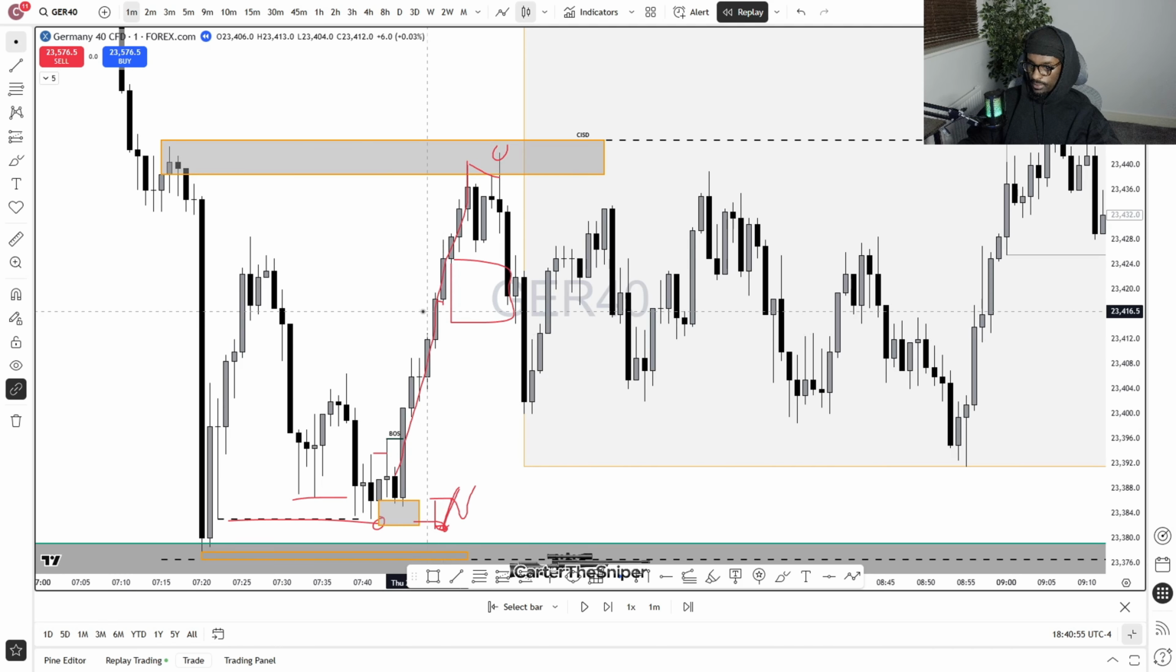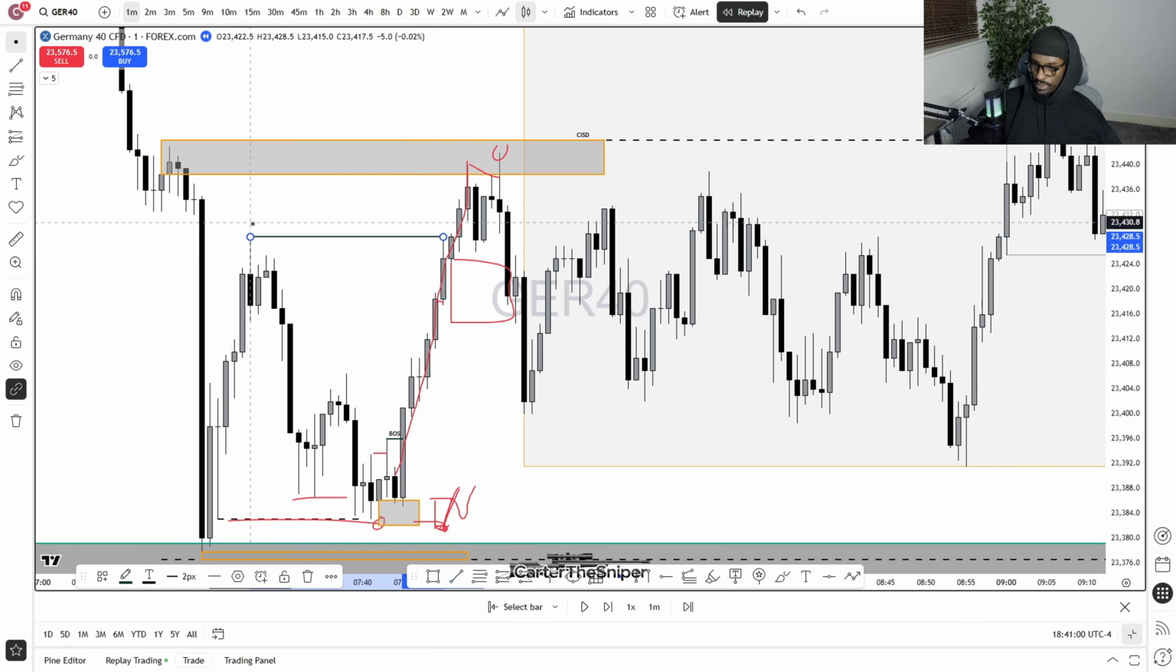We can call it a decisional because it led to two internal breaks. Look, it led to this break, and it also led to the previous candle's high. Yeah, this candle's high. We also broke this candle's high basically.